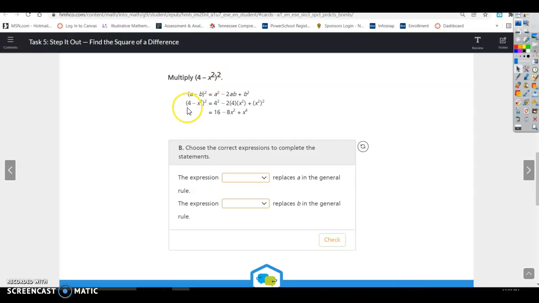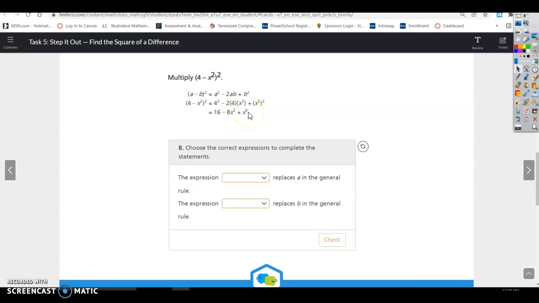So this time our a is 4 and our b is x squared. We're still going to do the same thing. We're going to square a, so 4 squared. We're going to do minus 2 times ab. A is 4, b is x squared in this case. And then we're going to square our b term, which is x squared. So x squared squared is x to the 4th. So 4 squared is 16, minus 2 times 4x squared is minus 8x squared, and then plus x to the 4th power.